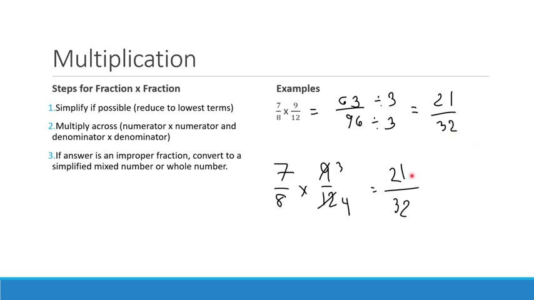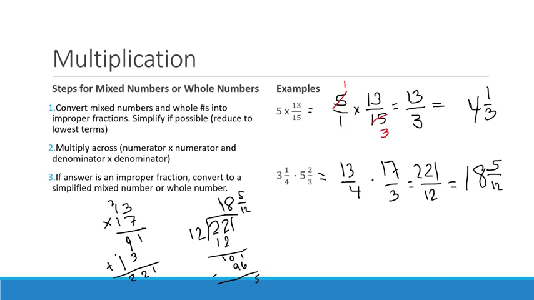In many instances, it may be easier to simplify first, so that when you're multiplying across, the numbers are much smaller. Sometimes when you're working with larger numbers and you multiply across first before simplifying, you may not be aware that you can simplify it. Just keep that in mind.